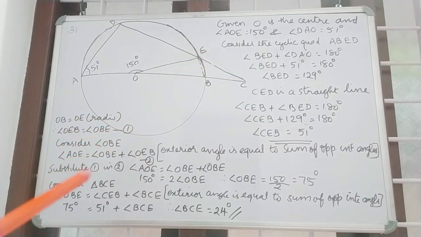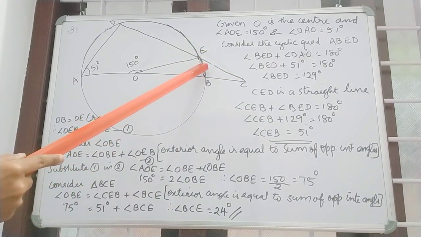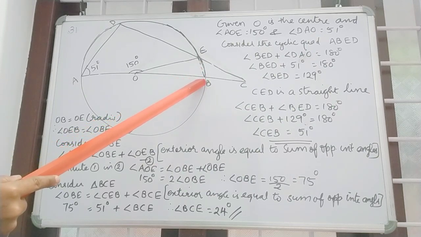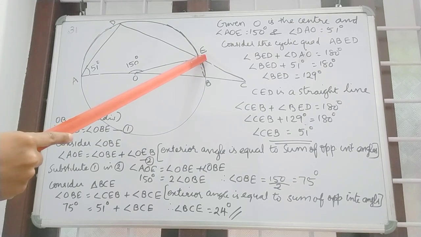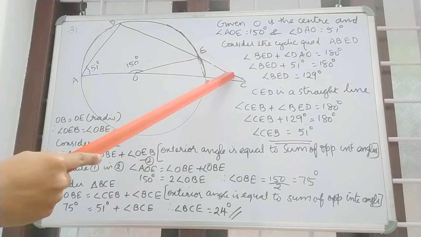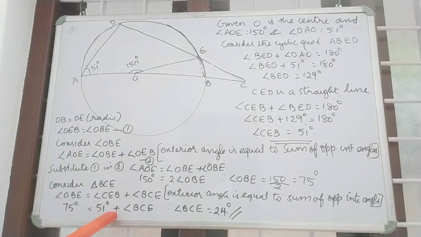So what about angle OBE? This angle 75 will be equal to this 51 degrees plus angle BCE. So BCE will be 75 minus 51, which is equal to 24. That is what we wanted to prove.